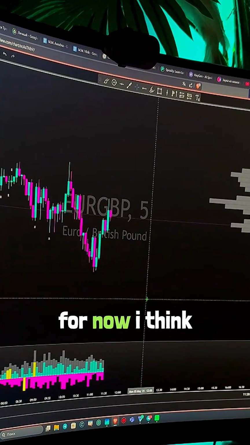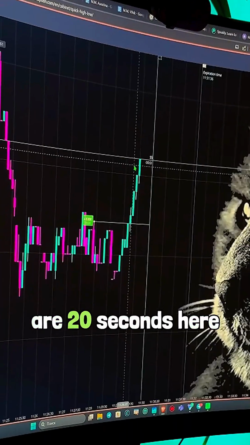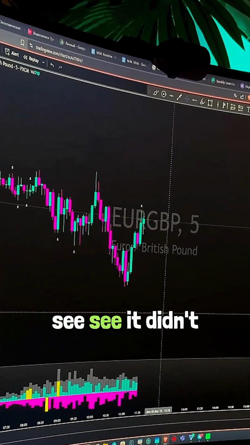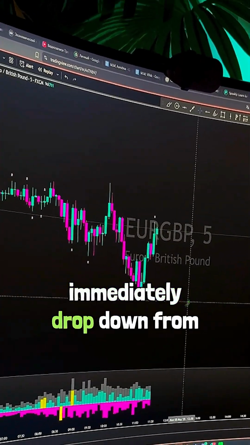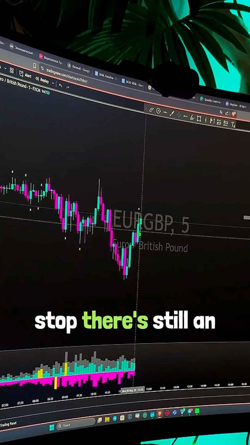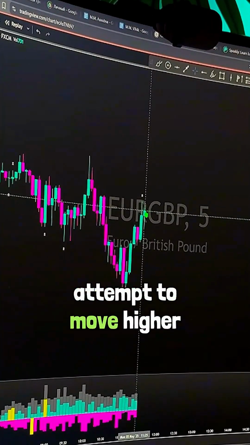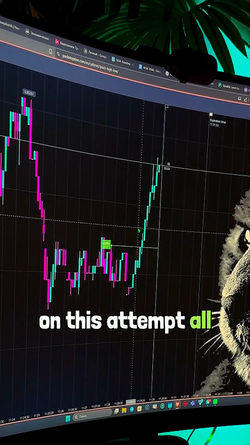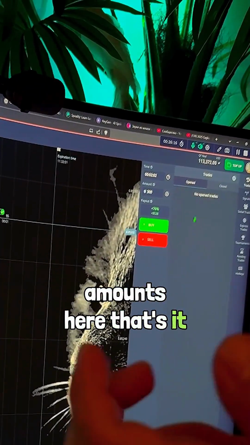We have 1 minute here. For now, I think we just wait. There are 20 seconds here. All right, we're buying up, buying up. See? See, it didn't immediately drop down from this stop. There's still an attempt to move higher. An attempt. I see this attempt and I take the profit on this attempt. All right, let's add the amounts here. That's it. That's a profit.